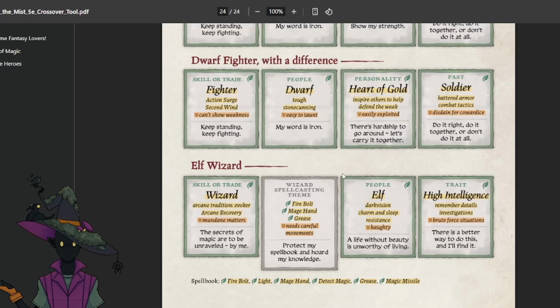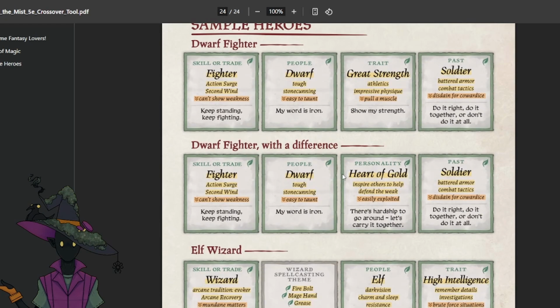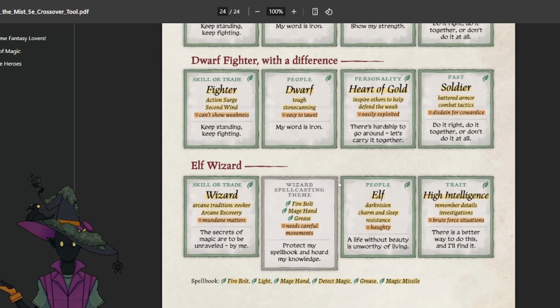So yeah, if you're intimidated by making your own character, just know that there are some pre-made characters offered here. There's 2 Dwarven fighters and 1 Elvish wizard.